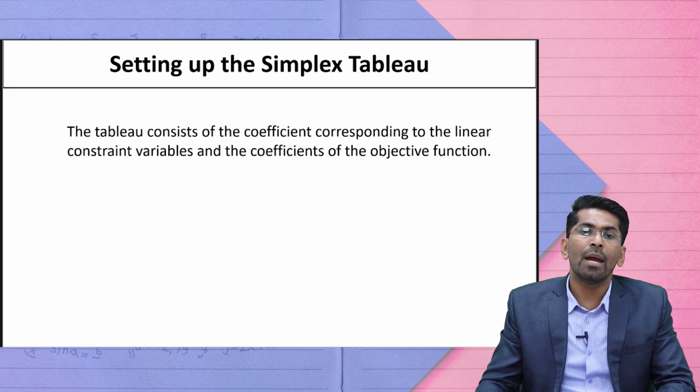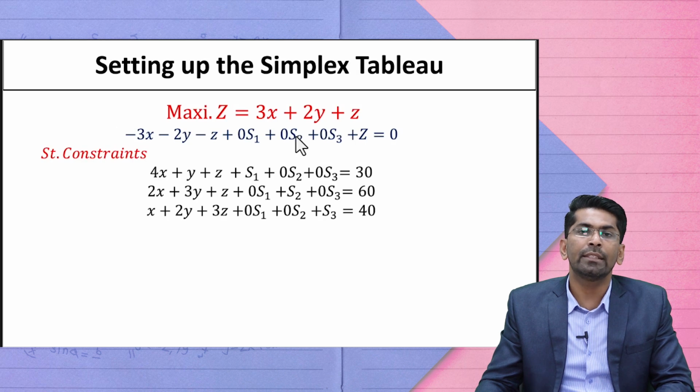The tableau is organized in such a way that the coefficients corresponding to the linear constraint variables and the coefficients of the objective function are written in a tabular format. So here we are going to set up a simplex tableau using our example. This is our example. We made it standard form by adding the slack variables, that is S1, S2 and S3. Now I am going to represent this standard form in the form of a simplex tableau.